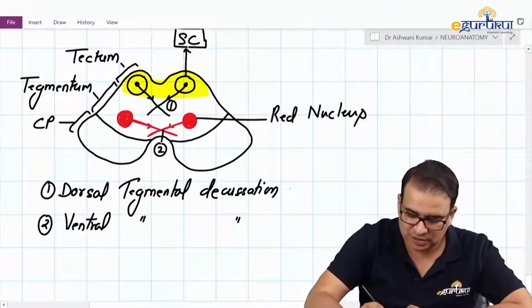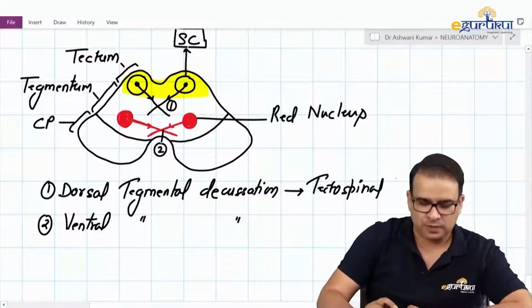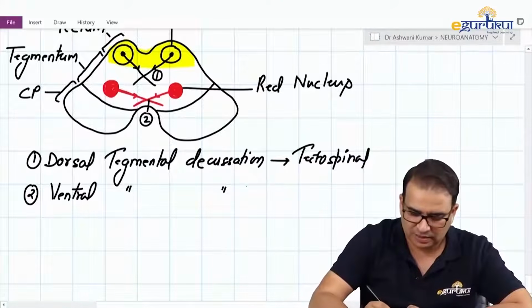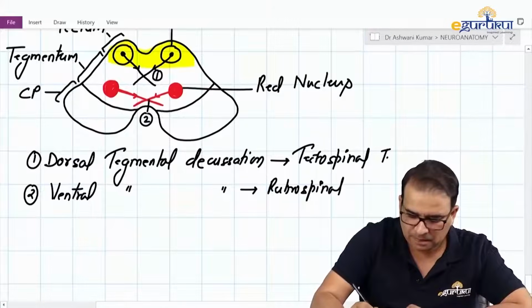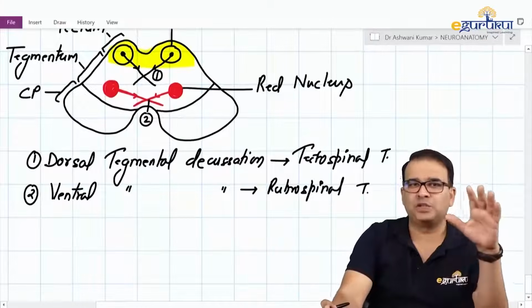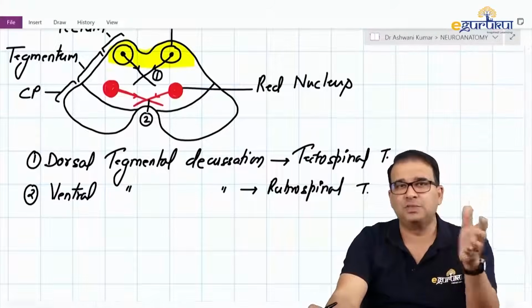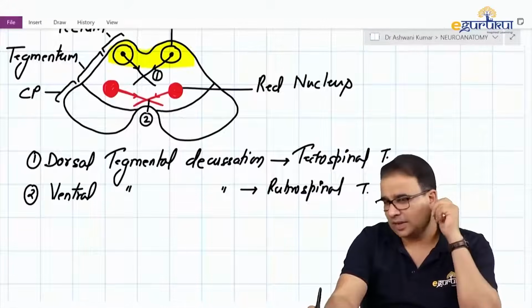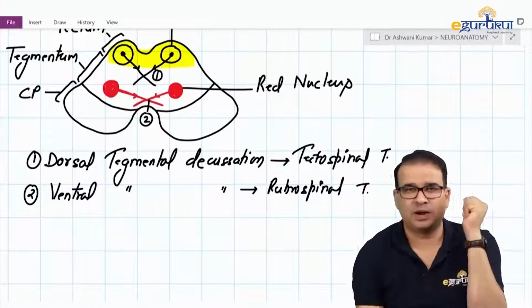The dorsal tegmental decussation, as we said, is for the tectospinal tract. It's a straight question. Tectospinal tract. And the ventral tegmental decussation belongs to the rubrospinal tract. They do ask a straight question on this, which tract is for what, which decussation belongs to what tract here. Dorsal for the tectospinal, and ventral tegmental decussation for the rubrospinal tract.